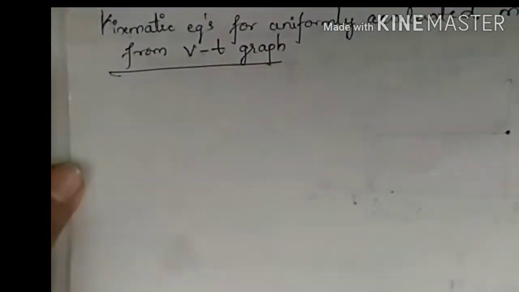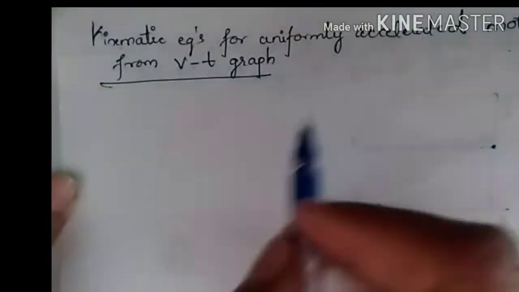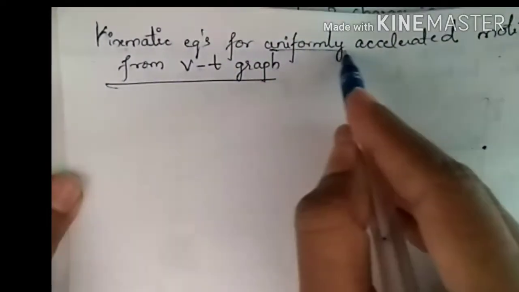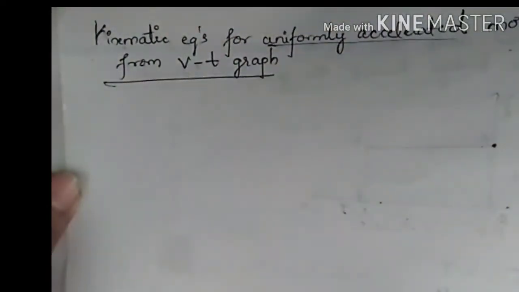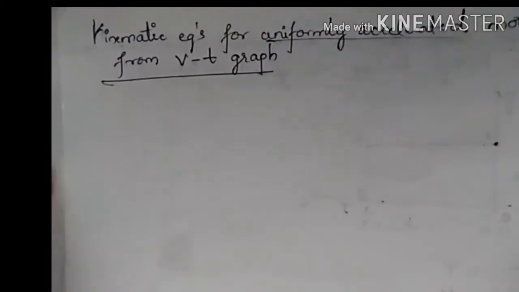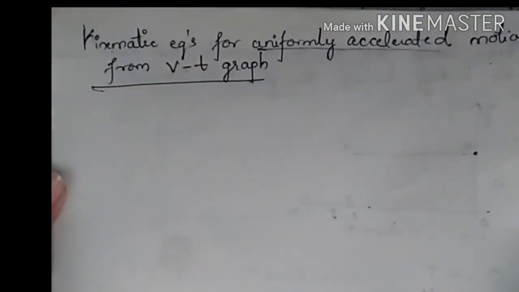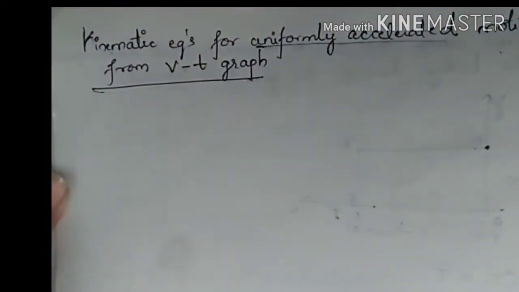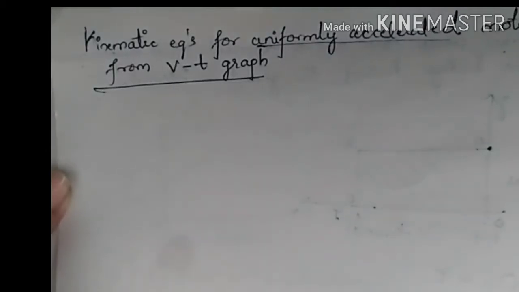So here what you have to observe is, it is written as uniformly accelerated. So when will the object show uniform acceleration? Whenever the change in velocity is constant, then the acceleration will be uniform.